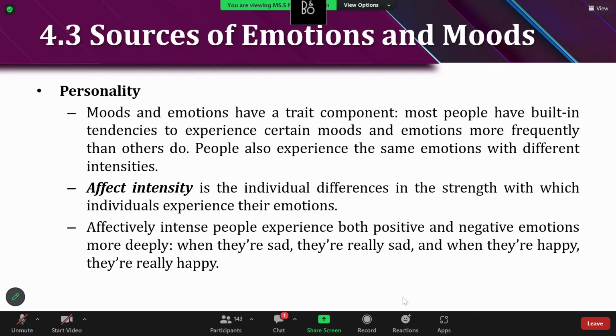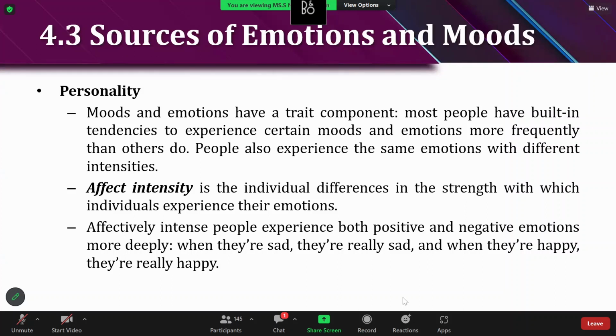Yes, of course. Age is something that will affect the experience of emotions and mood. Sometimes older people are really more stable than younger people, because young people experience these emotions with higher intensity than old people. Old people tend to be in a stable mood. Okay, so these are some factors which make people experience these emotions and moods.